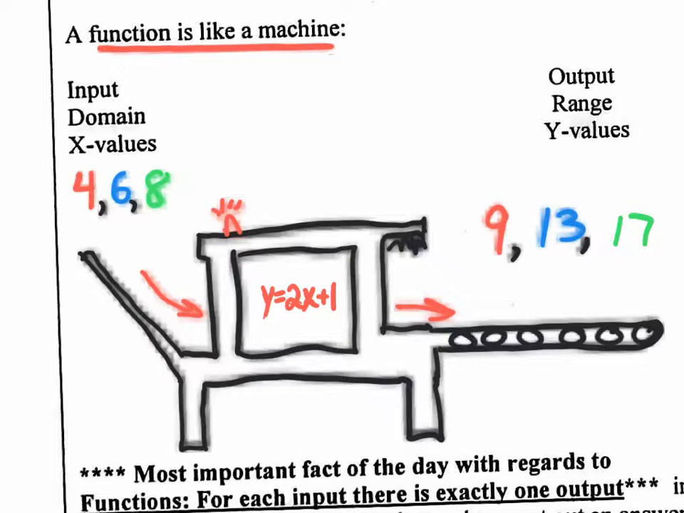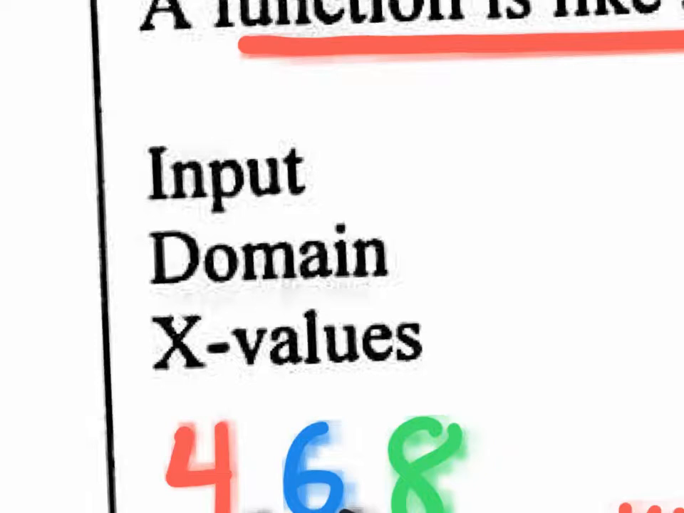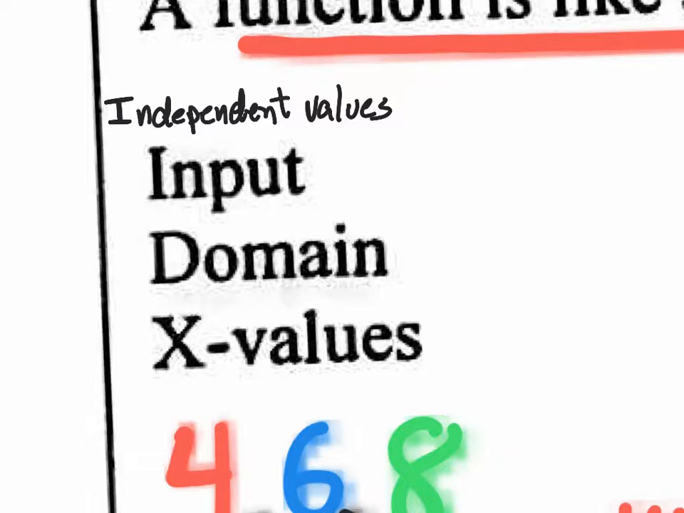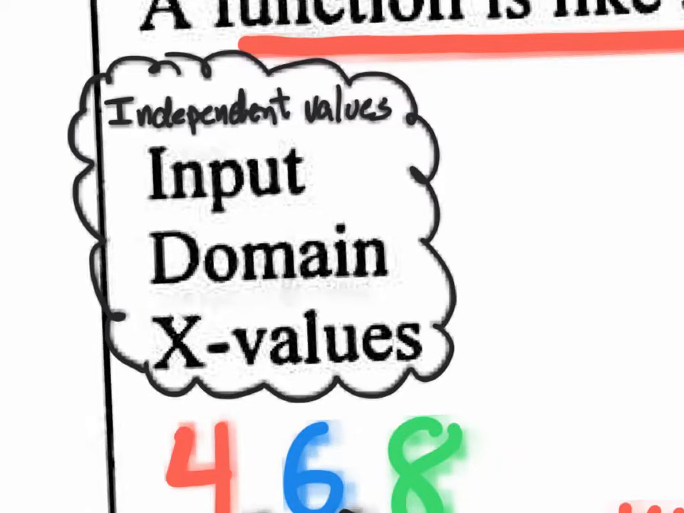So let me do this. Let's zoom in to the input, domain, x values, which all mean the same thing. And let's also throw in another phrase. We're going to put independent value, or values, independent values. And I might as well put a cloud around this whole thing because all of these mean the same thing.